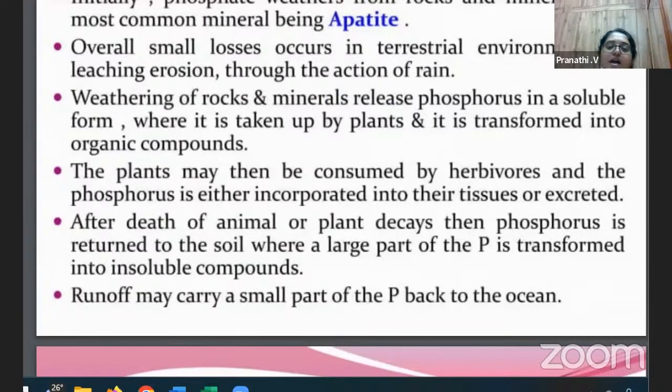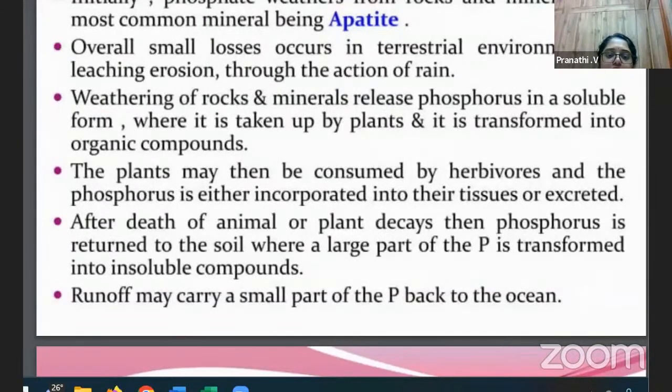Yeah, sorry about that. So this organic phosphate is then taken up by the plants and transformed into organic compounds. Once it gets into the plants, it is consumed by the herbivores, and it is either incorporated or absorbed by the tissues, and then it can also be excreted out. Once it is consumed by herbivores, even the carnivores, whatever phosphorus is present is going to be taken up by them.